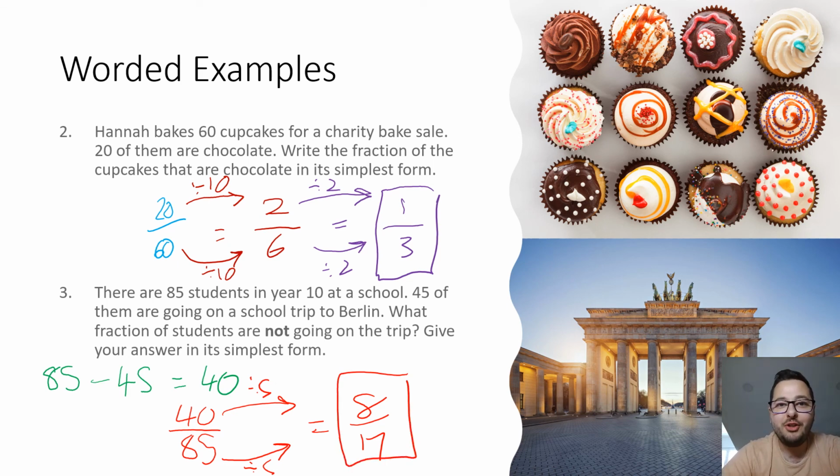Okay, so I hope you found this useful. Remember, to simplify fractions, you want to see if the top and the bottom can be divided by the same number, and they will be in simplest form when that can't be done anymore. And also, two fractions are equivalent if they can be simplified to the same fraction.